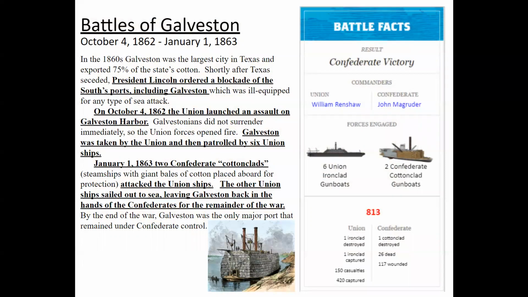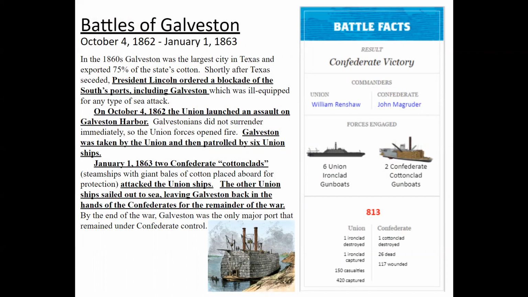So Galveston was the largest city in Texas at this time, and they're exporting, which means they are sending out, 75% of the state's cotton. That's a lot. Abraham Lincoln at this time orders that blockade, which is moving forward with the Anaconda Plan, to stop this cotton from being sold and being used as a way to get help from the neighbors in the South, which was Mexico. In October 1862, the Union launched an assault on Galveston Harbor, which basically allowed the Union to take over Galveston and stop this trading from going through.